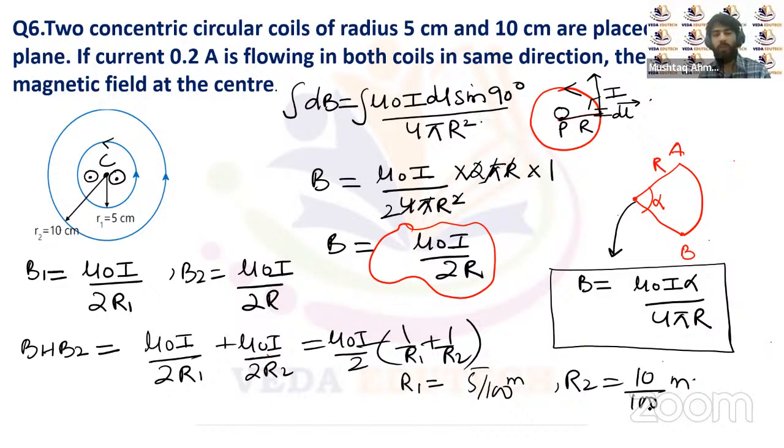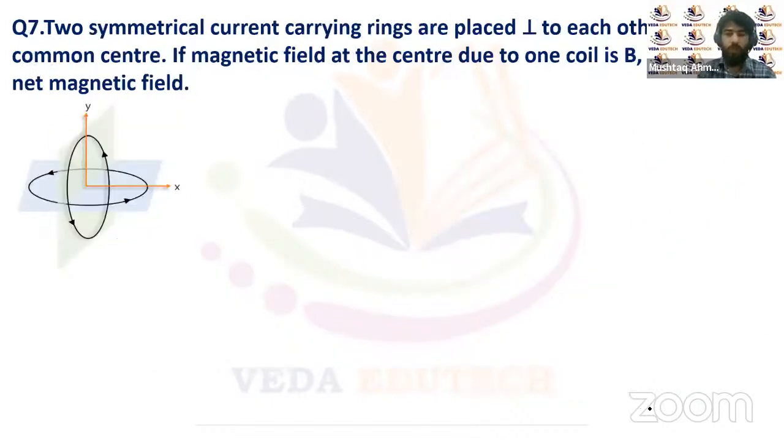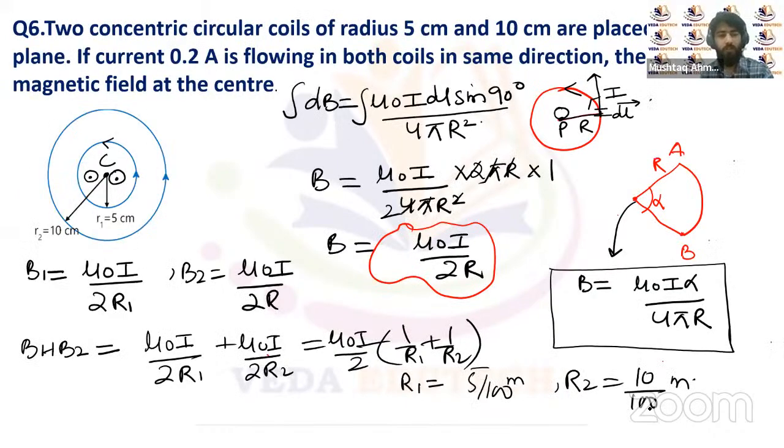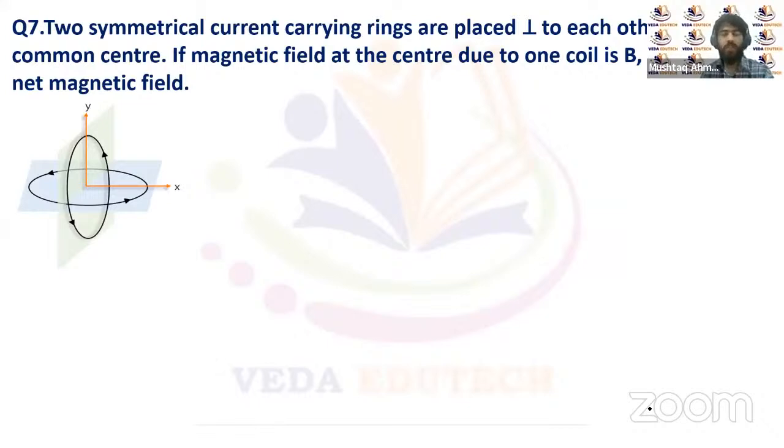The magnetic field due to a current carrying loop at the center is mu naught I upon 2R, right? Now let's suppose we have n number of loops. If there are n number of loops, like this, so there are n number of loops, right?